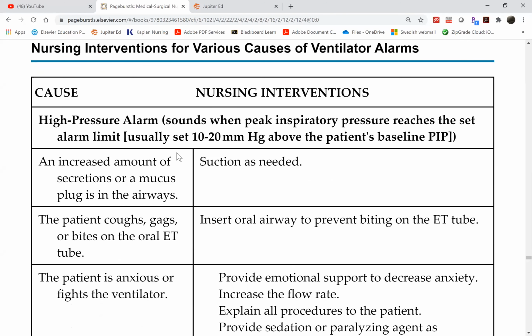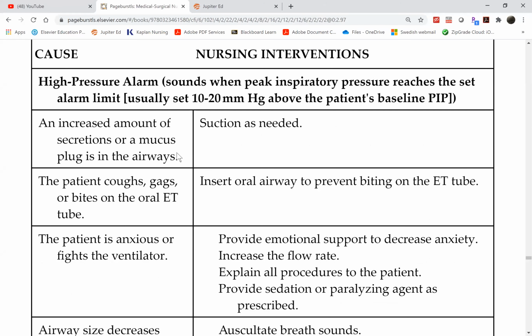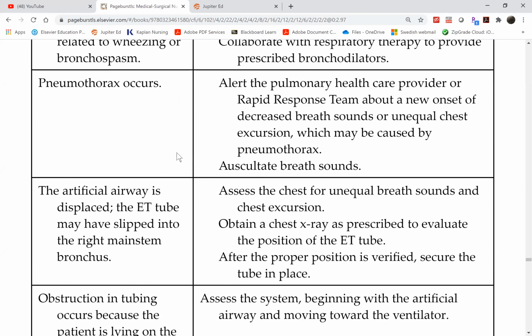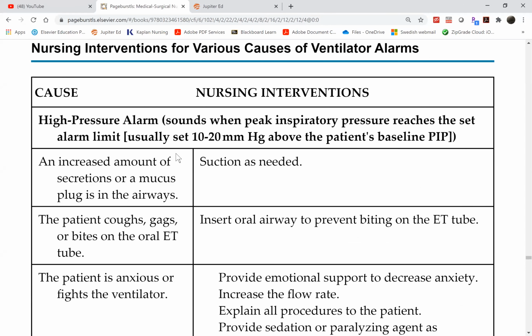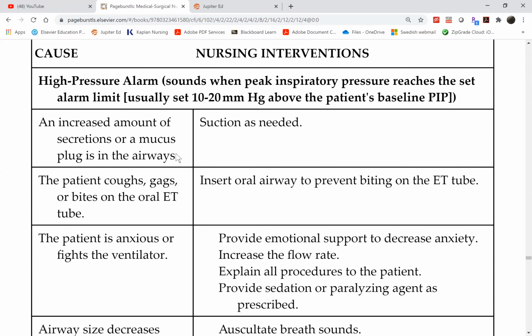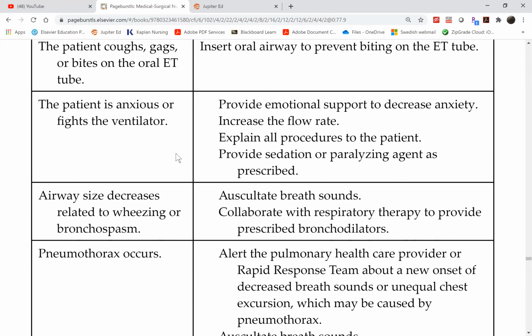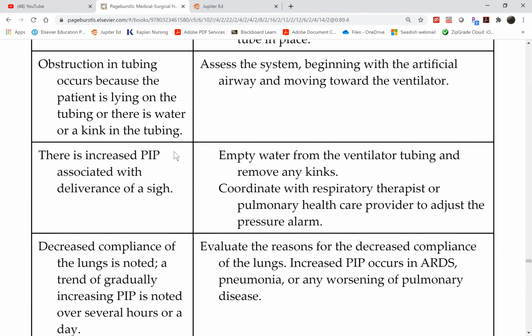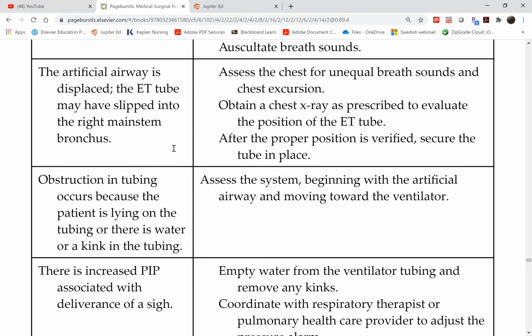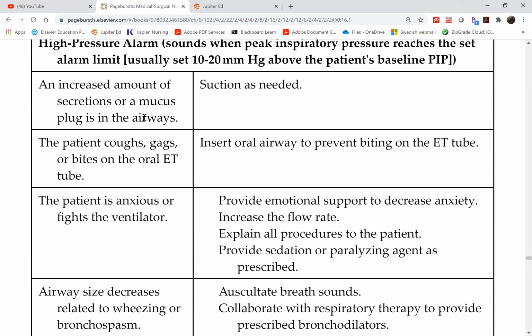So we have table 32-5, we have high pressure and low pressure alarms. It tells you here why. We have several causes, but if you look at the first column, all of them somehow lead to a mechanical obstruction or an increased resistance between the patient and the ventilator. For instance, here, an increased amount of secretions in the airway. Of course, now there's an obstruction there, or there is increased resistance. So when the ventilator delivers a breath, it's meeting a lot of resistance.